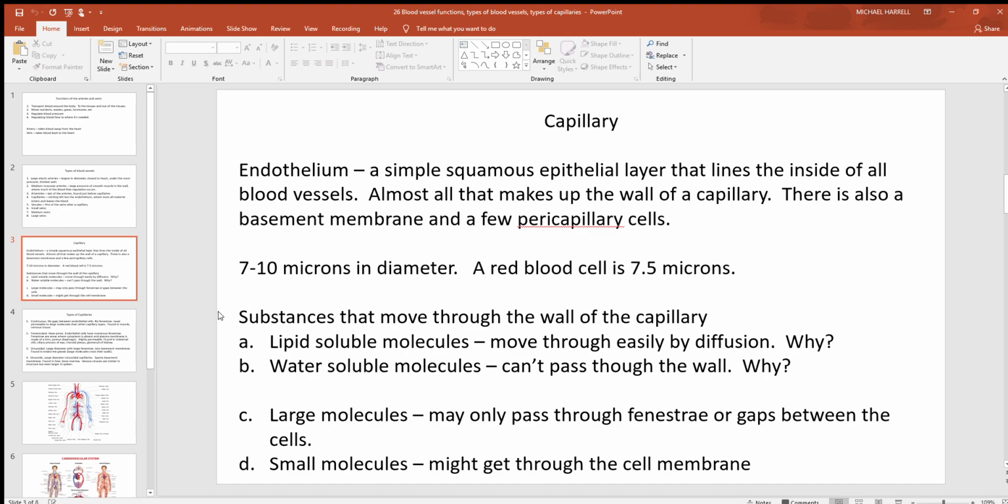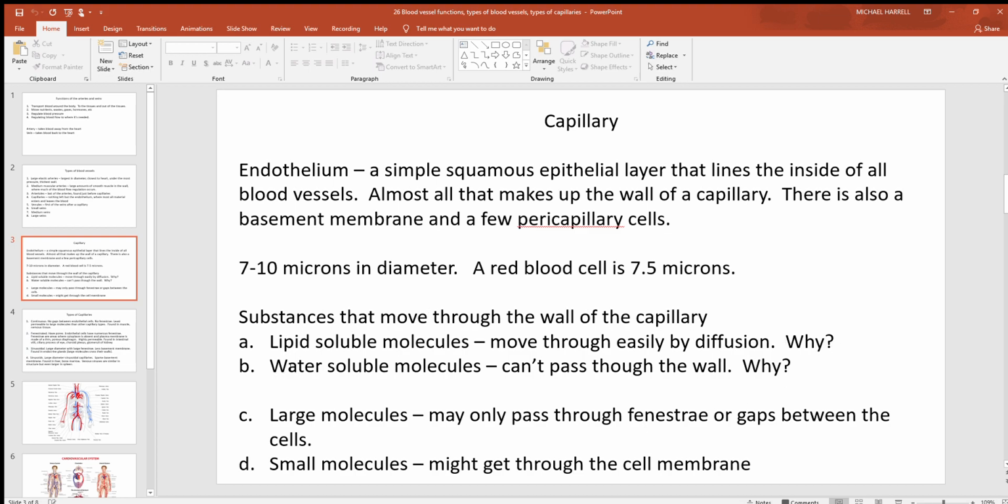Let's also look just a second at substances which do and do not move easily through the wall of a capillary. Now, to think about why this is, think back to the cell membrane. Think about what a cell membrane is made up of. Pretty much two things, lipids and proteins. There's a small amount of carbs, but not much. So since a large amount of that cell wall is made up of lipids, lipid and lipid will mix, and lipid-soluble materials will pass through these walls quite easily just by simple diffusion.